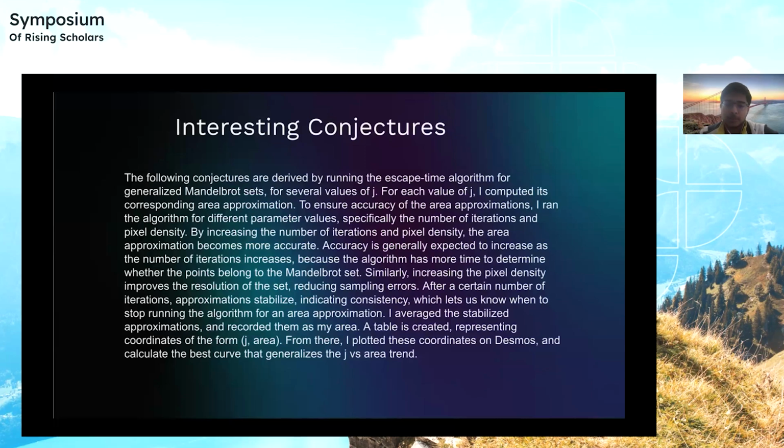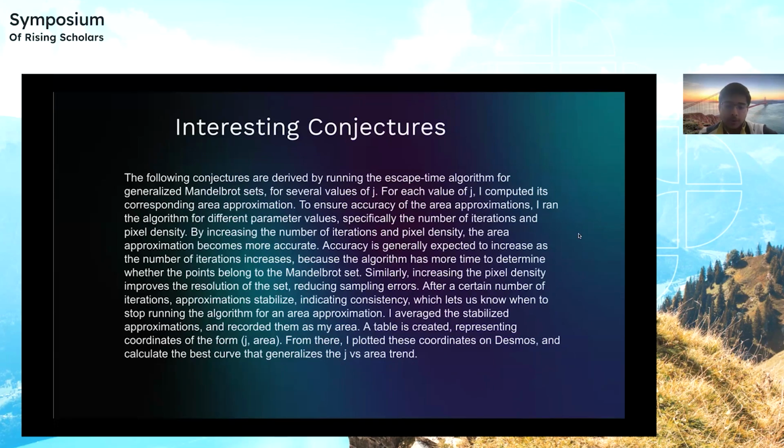Accuracy is generally expected to increase as the number of iterations increases, because the algorithm has more time to determine whether the points belong to the Mandelbrot set. Similarly, increasing the pixel density improves the resolution of the set, reducing sampling errors. After a certain number of iterations, approximations stabilize, indicating consistency, which lets me know when to stop running the algorithm for an area approximation. I averaged the stabilized approximations and recorded them as my area.